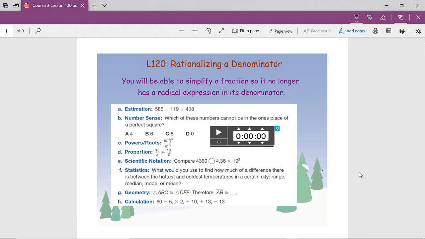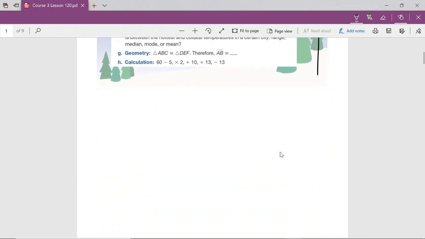Course 3, Lesson 120 is all about rationalizing a denominator, which means that we have a radical that is part of a fraction, and that radical is in the denominator, and we can't leave it like that. So this is just going to be a quick lesson on how we rationalize the denominator.